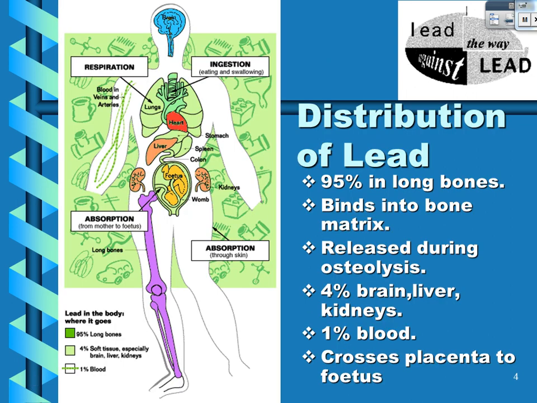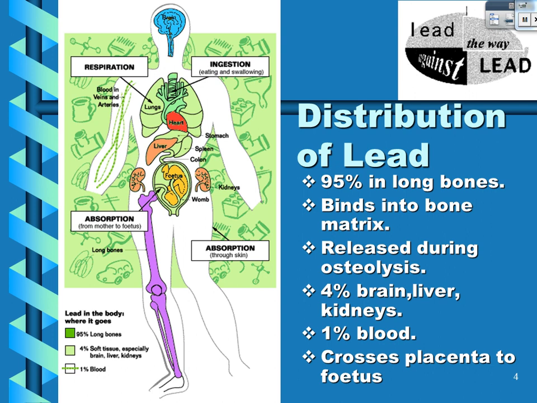When lead gets in your body, most of it goes into your long bones. We said it competes with calcium and therefore replaces some of the calcium in the calcium phosphate in your bones. So 95% of the lead in your body will end up in your bones, 4% end up in soft tissues, particularly the brain, liver and kidneys, which is where it causes a lot of problems, and about 1% in the blood. And if you are pregnant, it can cross quite easily through the placenta into the fetus, which has some serious impacts on the growing baby.